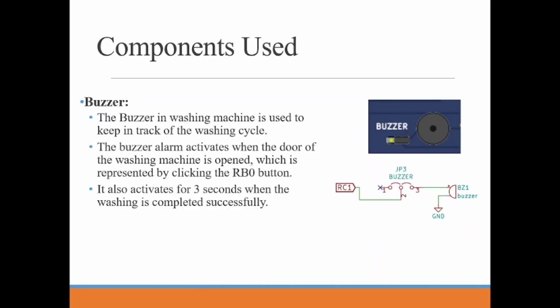And we have a buzzer. The buzzer is one of the crucial components which we have used in this project. The buzzer in a washing machine is used to keep track of the washing cycle. The buzzer alarm will sound once the door is opened, or when the program is completed. The door opening simulation is done with the RB0 button. So when we press RB0, it indicates that the door is opened, so the buzzer will ring. It also activates for 3 seconds when the washing is completed successfully.